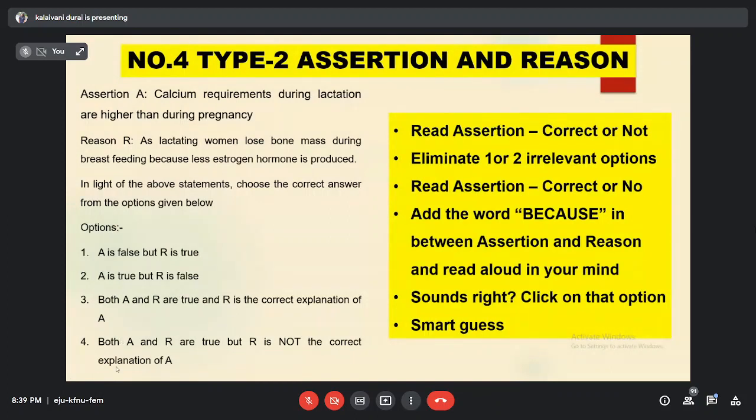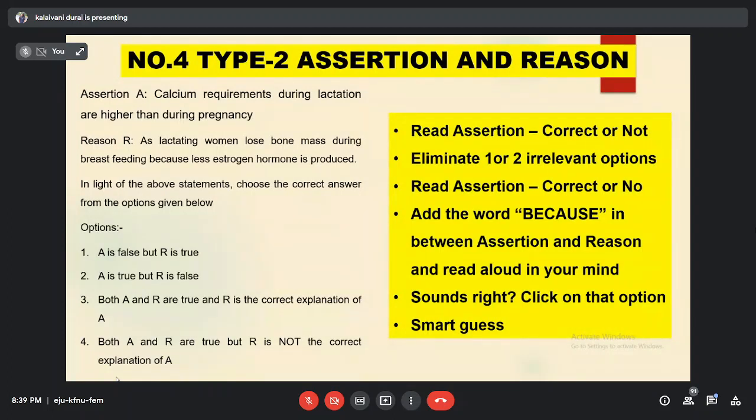So they have made it more difficult. Option A, option 2, 3, 4. Among 2, 3, 4, any one should be the correct answer here. Okay. Now go to the reason. As lactating women lose bone mass during breastfeeding because less estrogen is produced. Okay. Now you don't know whether the reason is correct or not.